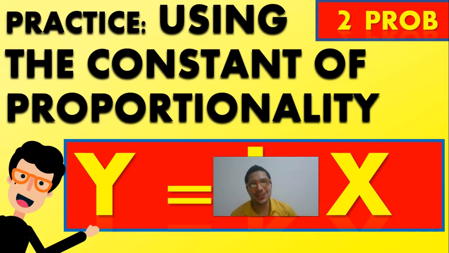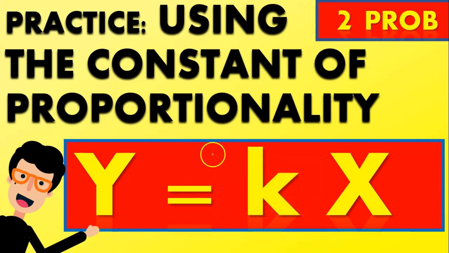Hello guys, welcome to today's video in which we're going to be doing a simple but effective practice of two problems using the constant of proportionality. So let's begin. In today's video we have to remember the formula of the constant of proportionality. The formula is y equals k times x, where k is the coefficient of y divided by x, where y is the dependent variable and x is the independent variable.